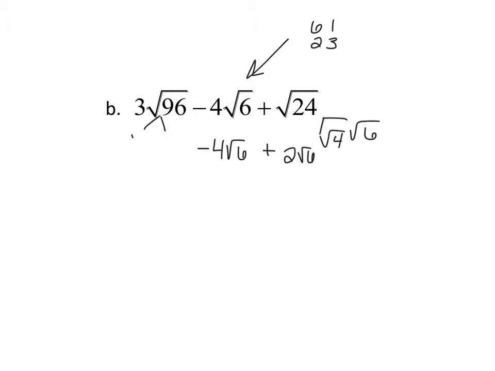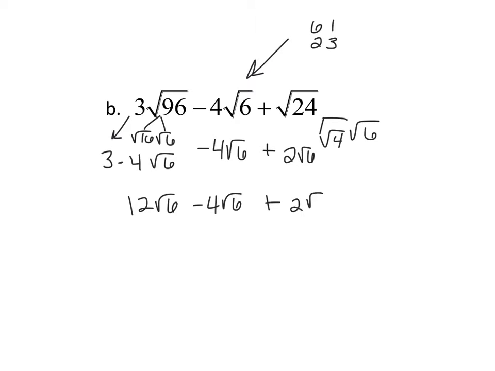And then let's divide 96 by 6. If you do 96 divided by 6, you end up getting 16. And the 16 reduces to a 4. This 3 will just come outside, and you do 3 times 4 is 12, square root of 6, minus 4 square root of 6, plus 2 square root of 6. And then just add and subtract like radicals. So 12 minus 4 plus 2, that ends up getting you 10 square root of 6.